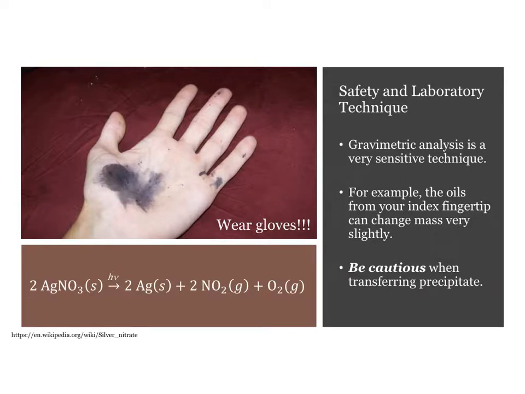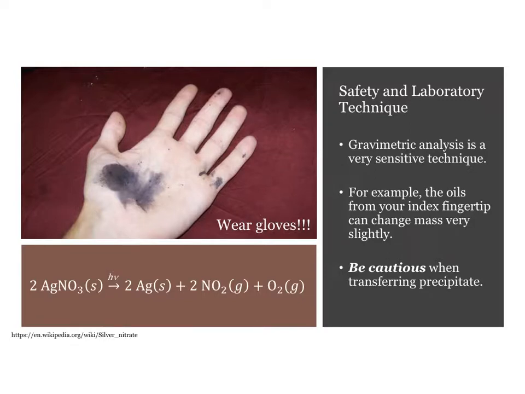To begin, I will mention some things about lab safety and proper technique. Gravimetric analysis is a very sensitive technique, and even the oils from your fingers can impact the experiment. That being said, make sure you wear gloves. Gloves are also necessary because of the compounds we will be using that contain silver.